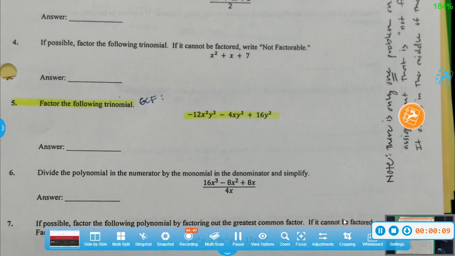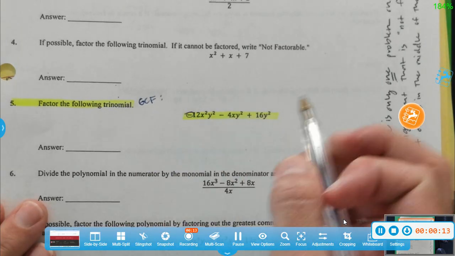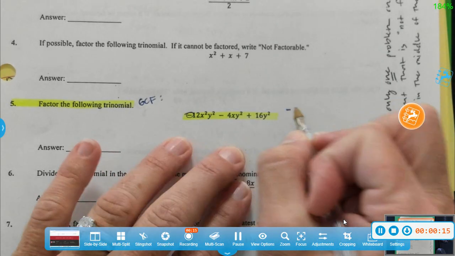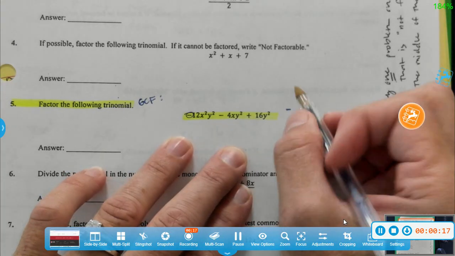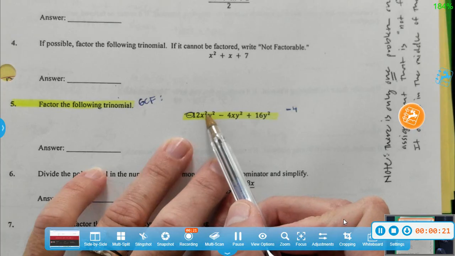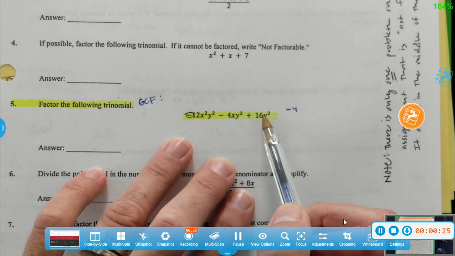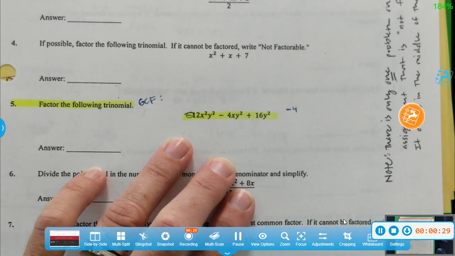All right, so the first thing you do is you decide what the GCF is. Now, since this starts with a negative, I'm going to have to take out some kind of negative. 12, 4, and 16, 4 will go into all of those. Then I look at my x's. This person has 2 x's. This person has 1 x. This person does not have any x's. Therefore, it doesn't have that in common. They don't all share that experience.